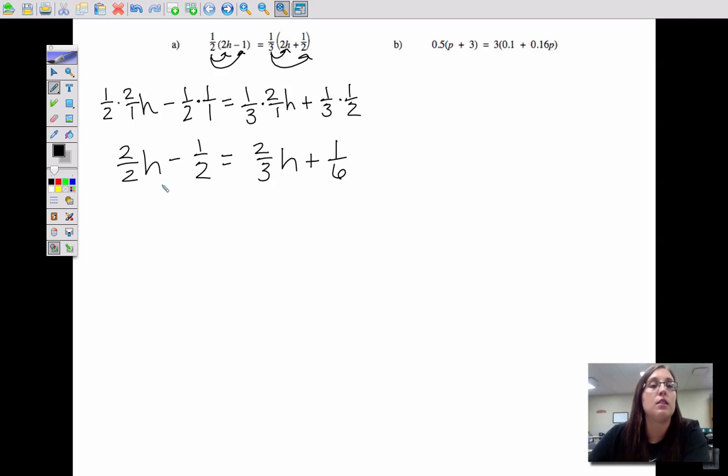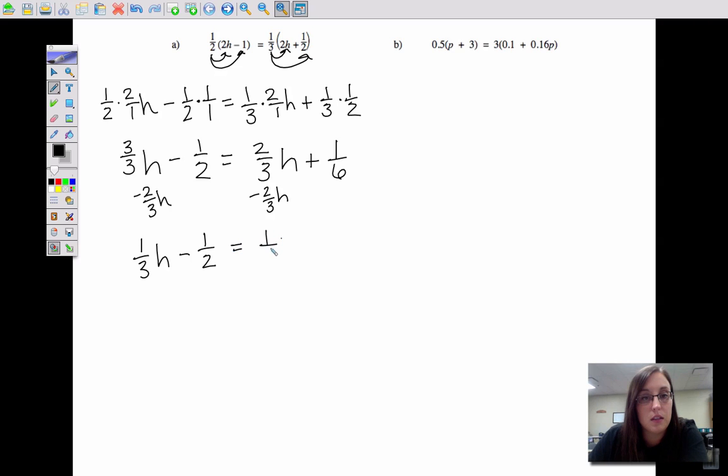Okay, and 2 over 2 is the same thing as 1, so I'm just going to get rid of that because 2 over 2 is equal to 1, and 1h is just equal to h. Okay, next thing I'm going to do is get all the variables together. So I'm going to subtract 2/3 h from each side. And remember, this is like 1h, and so when I'm adding and subtracting fractions, I need common denominators. So I'm going to use this as 3/3 h because that's the same as 1h. So that will give me 1/3 h minus 1/2 equals 1/6.